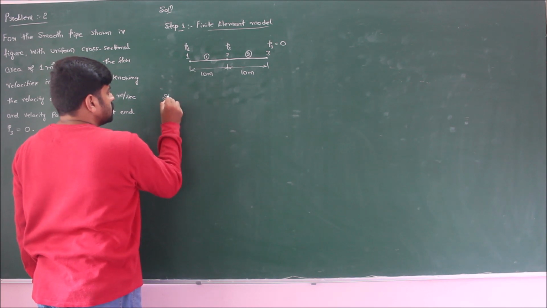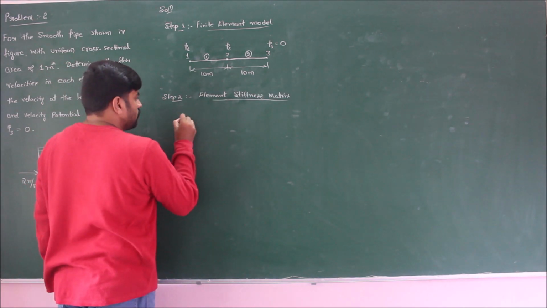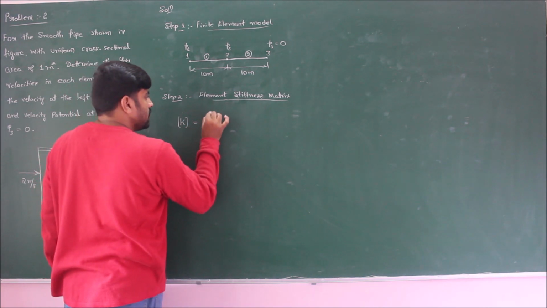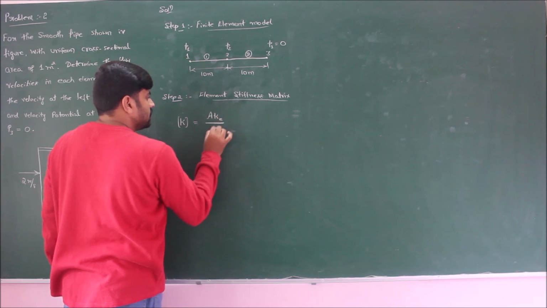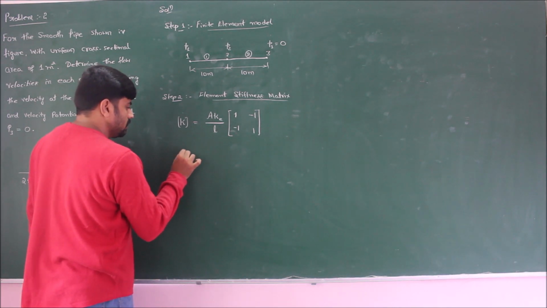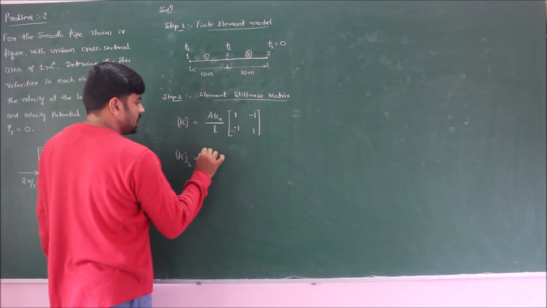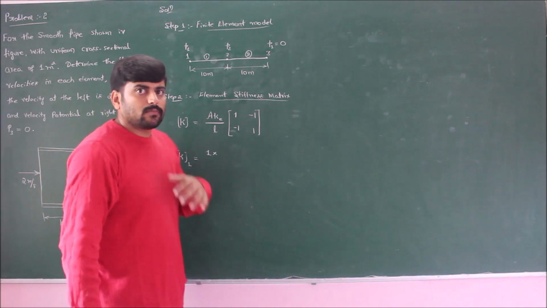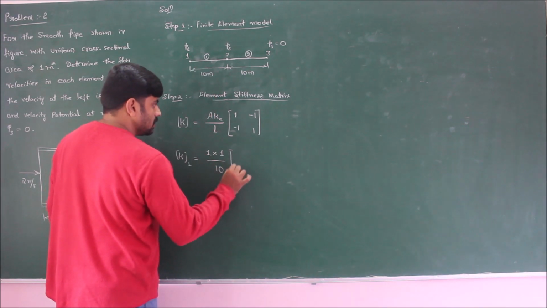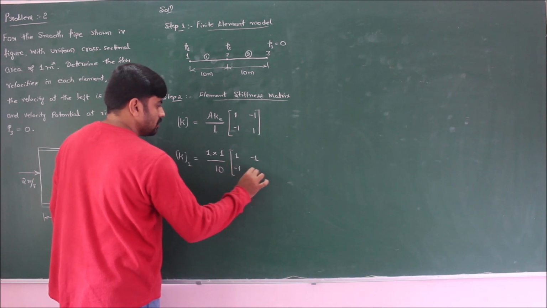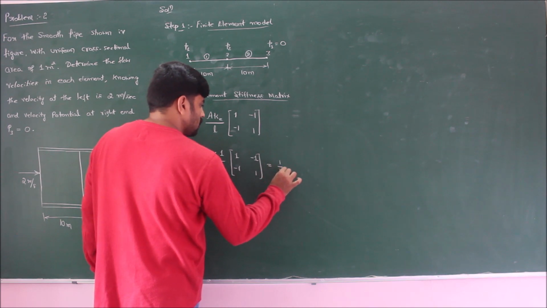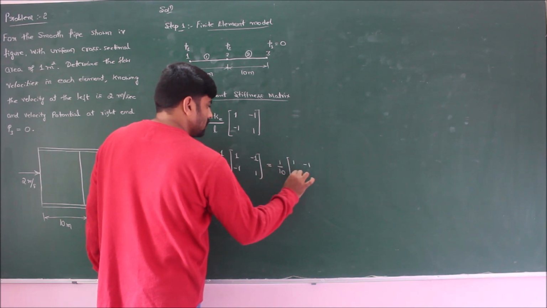Moving on to step 2, that is element stiffness matrix. The general formula for element stiffness matrix in analysis of flow through porous medium is given by area of the element times permeability of the element divided by length of the element, times the matrix [1 -1; -1 1]. For element 1, the cross-section area is unity. Since we are solving a problem on flow through a pipe, the permeability is unity. Length of element 1 is 10. So if I solve, I get 1 by 10 times [1 -1; -1 1].